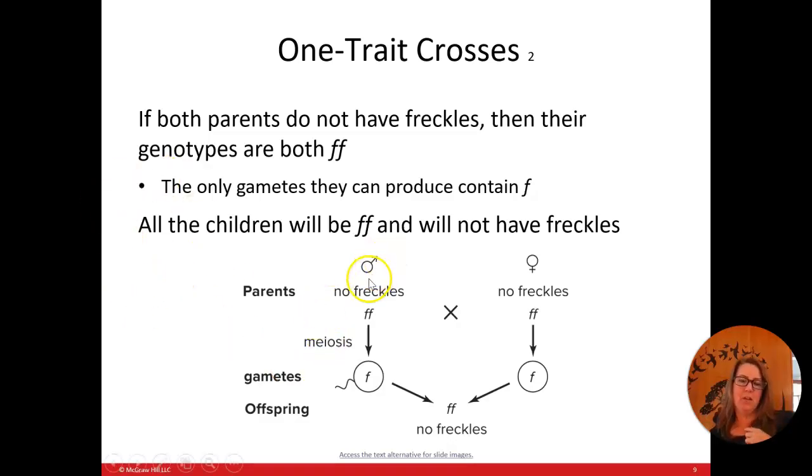So if I'm a male and I have no freckles, then my gametes, my sperm, are only going to carry the little f allele. If I am a female and I have no freckles, my eggs are only going to carry this little f allele. So little f from the sperm fertilizing the little f from the egg, then now all your offspring are going to be little f, little f. And instead of saying that, we say homozygous recessive. So all your offspring have no freckles.